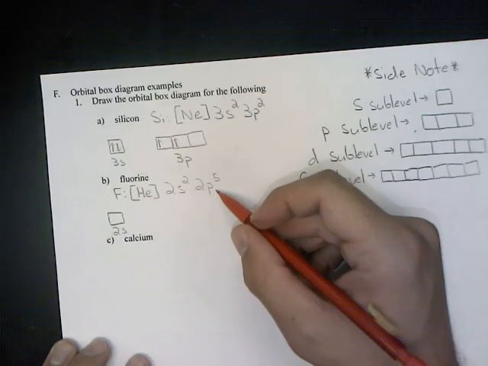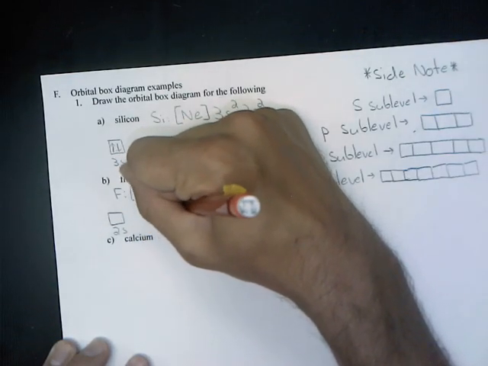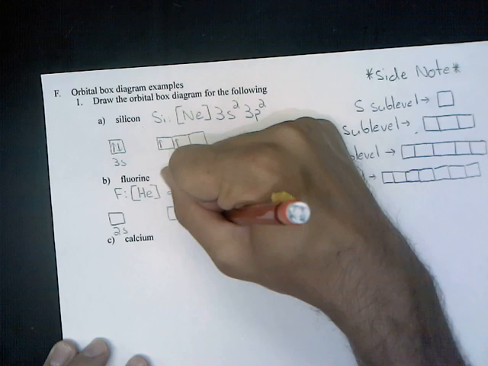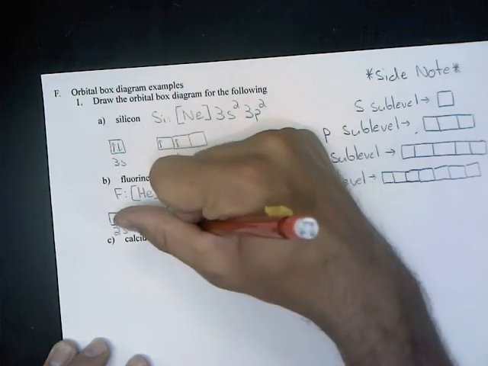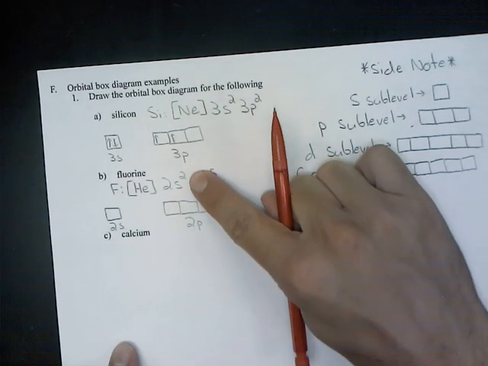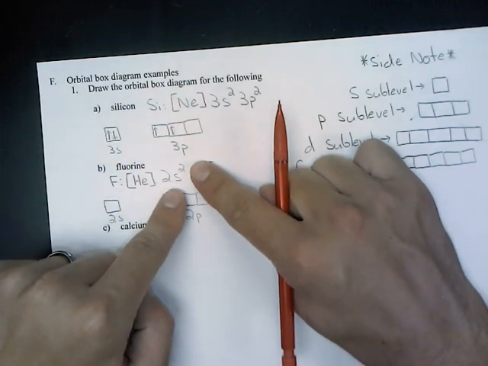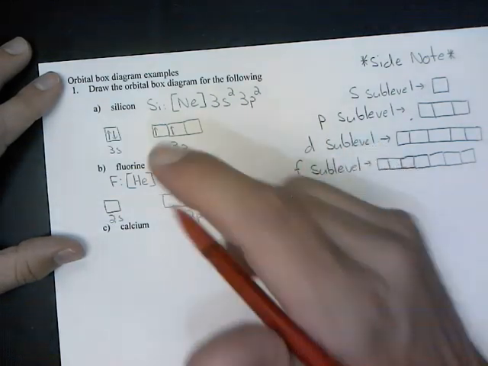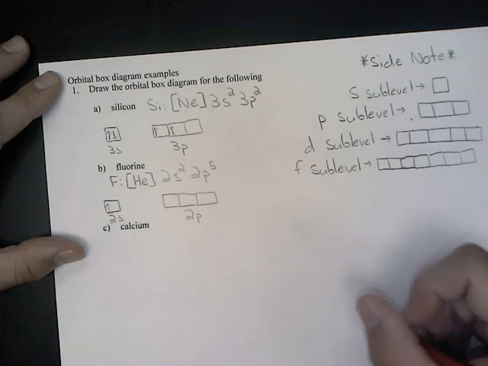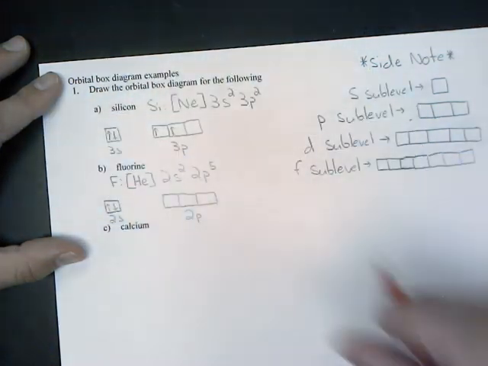Now, P has 3 boxes, so we put 3 boxes back to back to back, and underneath that, we write down 2P. Now we have to put our electrons in. So again, always take this 1 section at a time or 1 sublevel at a time. And we have 2s2. So we have 2 electrons. We always put our first electron as our up arrow. And then our second electron, if all boxes are occupied, which it has, we put it as a down arrow.